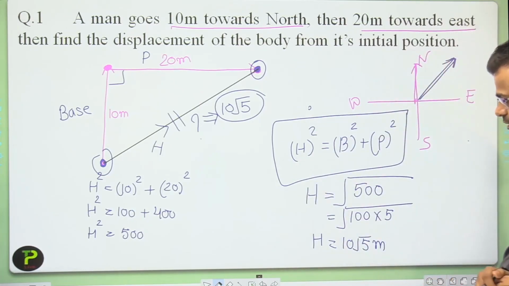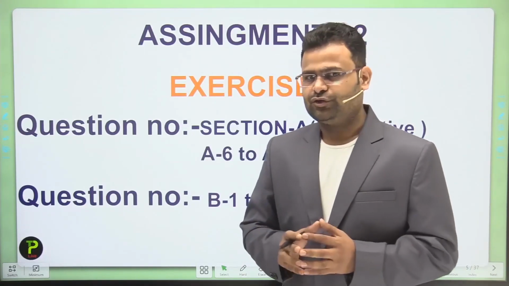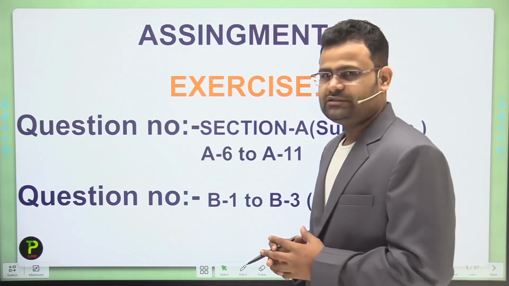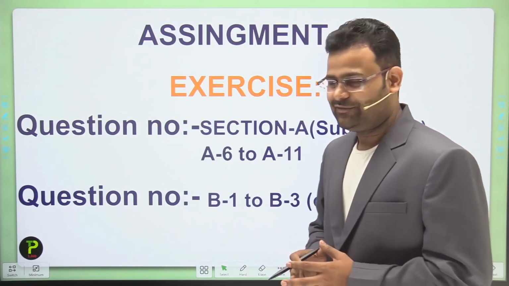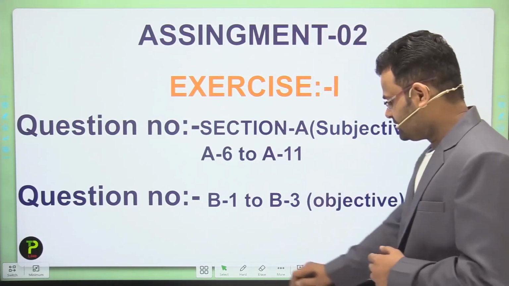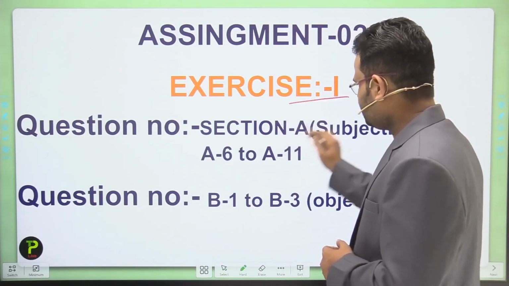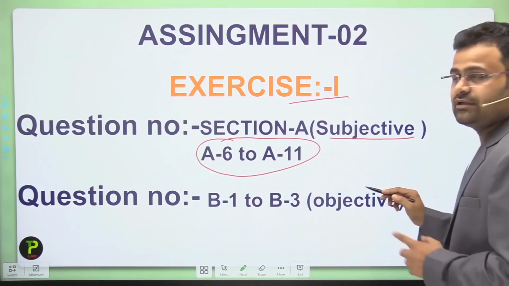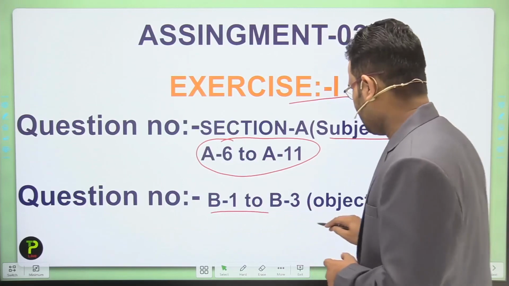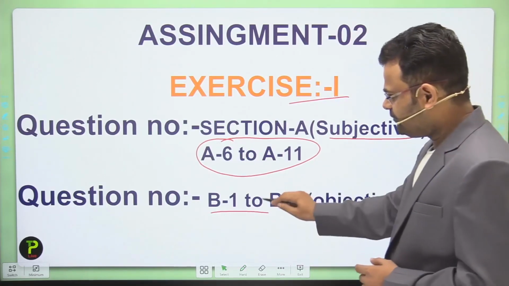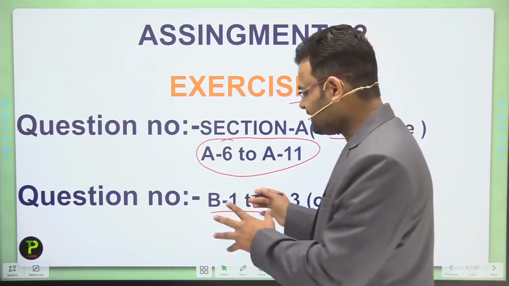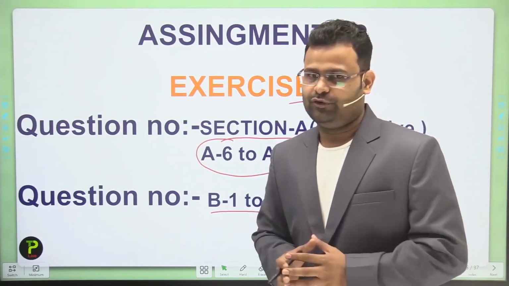Now the assignment for you after completion of our first chapter, second lecture. Okay, first chapter, second lecture. Exercise is first A6 to A11, all subjective questions, and B1 to B3, all objective questions. That is B1 to B3, dear students, that I have already mentioned here, that is the second topic in your module. Okay students.